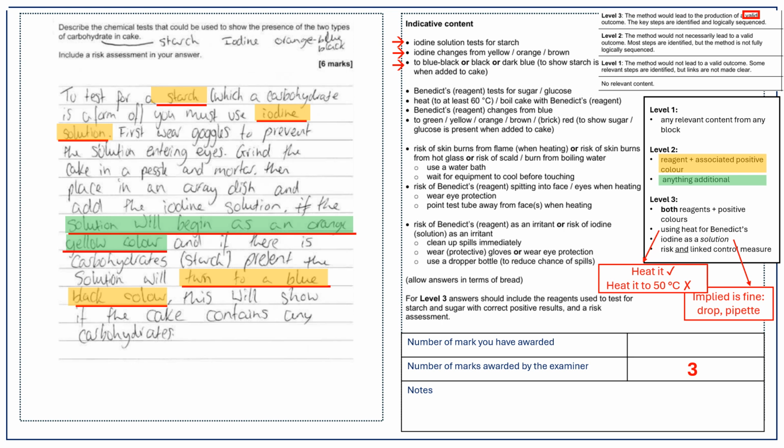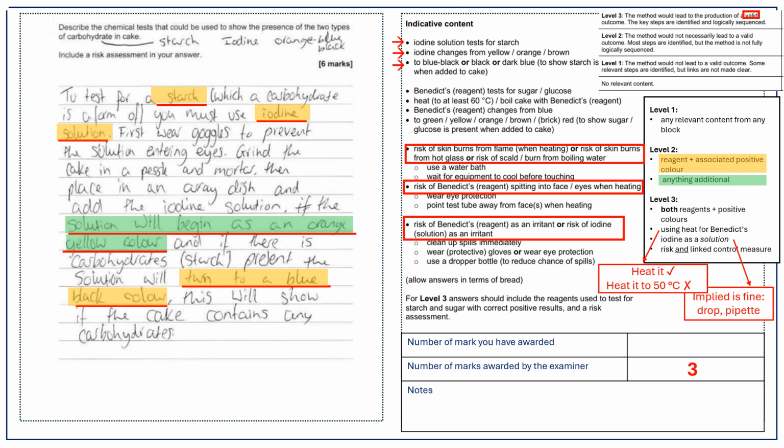The final thing that is needed to get a level 3 response is a risk and a linked control measure. Risks identified here have to be specific to the practical. So you can see there the 3 risks that are creditworthy by AQA. Generic risks such as tucking stools under, standing up behind chairs, those things would not be creditworthy in these responses.